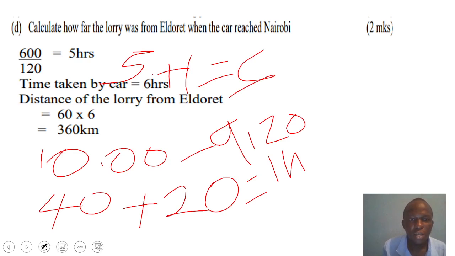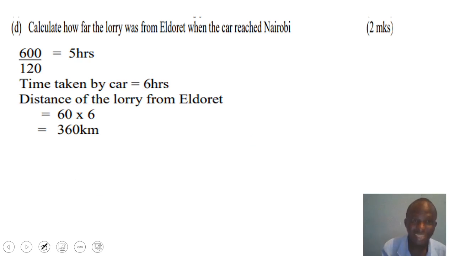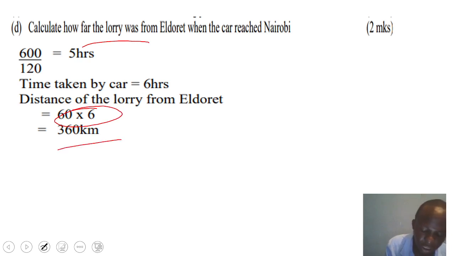Now, when the car reached Nairobi, how much distance will the lorry have covered? Since the car took 6 hours, we go back to the question. We are asked about the lorry, so we use the speed of the lorry times the time taken by the car to get the distance of the lorry, which is 60 times 6, 360 kilometers.